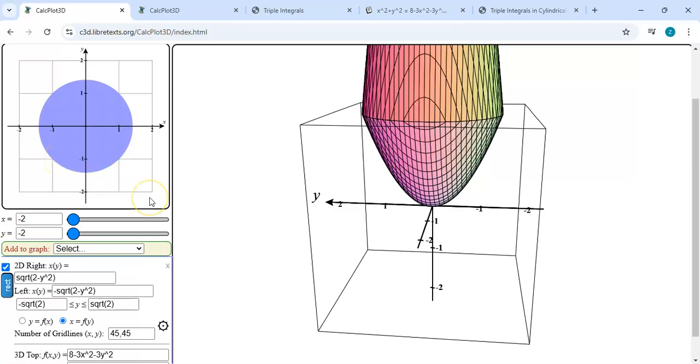So either way works, and this should help you visualize regions that you're integrating over when you're doing triple integrals, anytime you're doing dx, dy, dz, or some variation thereof. All right, that's all I've got.